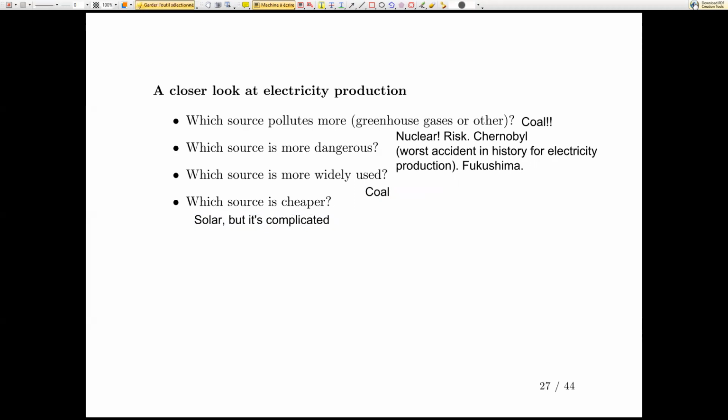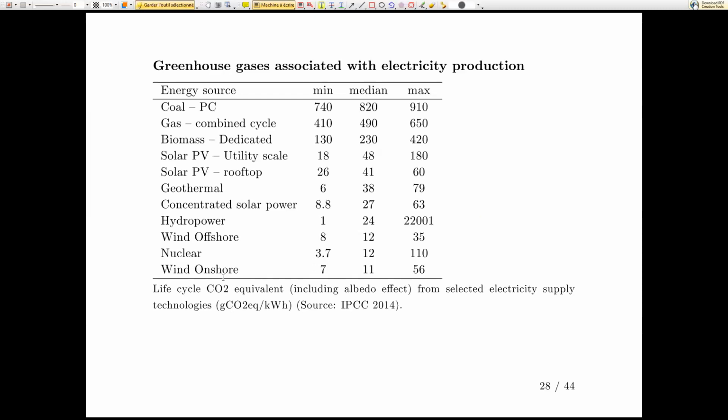All right. So first, solar. Yeah, that's good. All right, so let's start with pollution. So yes, you are right. Coal is the worst by far.